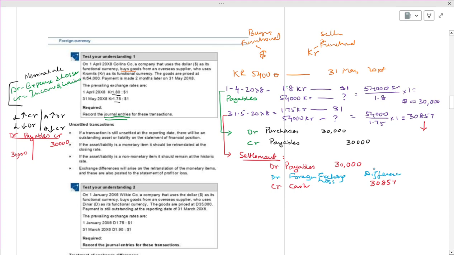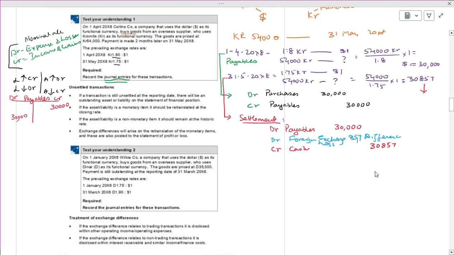Is that foreign exchange loss? How much is the foreign exchange loss? 857. Difference only. How much is the foreign exchange loss? 857 only. Are you understanding? Yes. Simple. It's not only that they will talk about this much only. Okay, that much. Next.